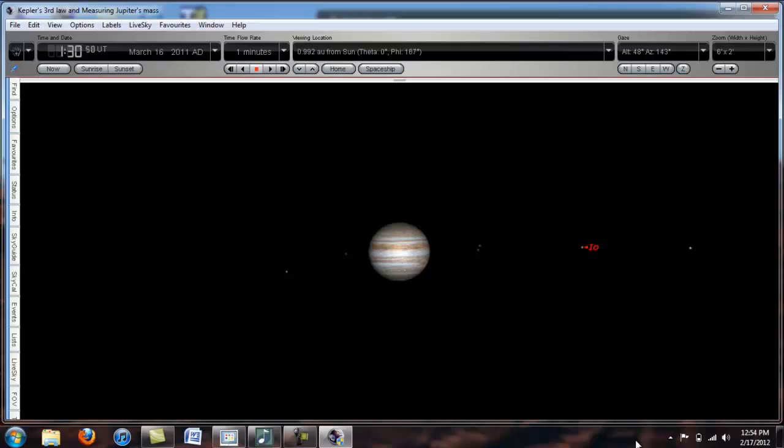So the next thing we need to do is determine the orbital period. How long does it take for Io to make one complete revolution around Jupiter? So let's make note of the time and the date. We've got 1:30 universal time, and it's March 16th. And we're going to fast forward through time here and allow it to come across Jupiter, and then we'll slow it back down.